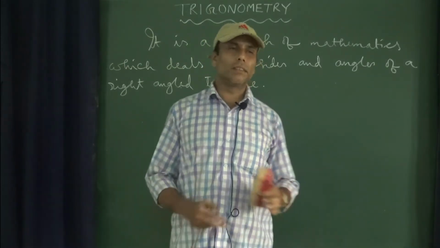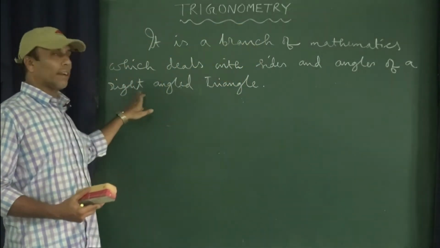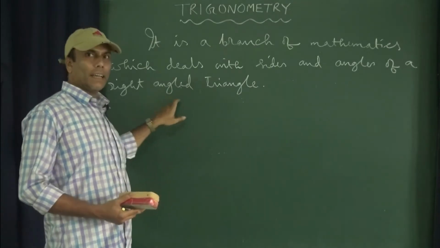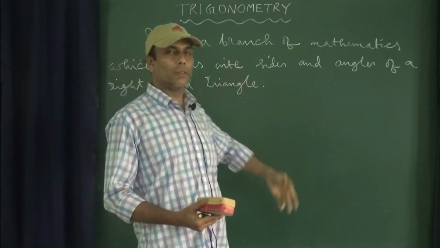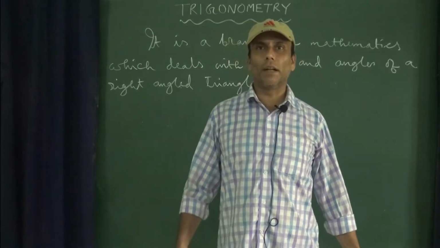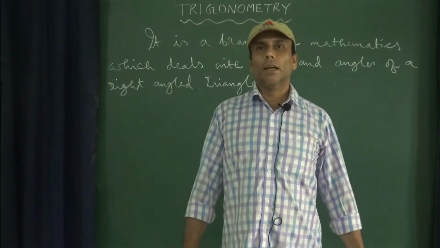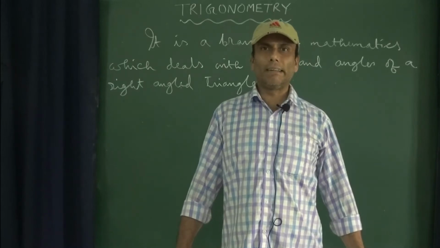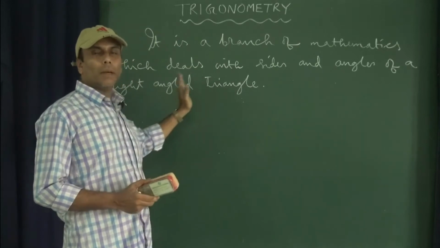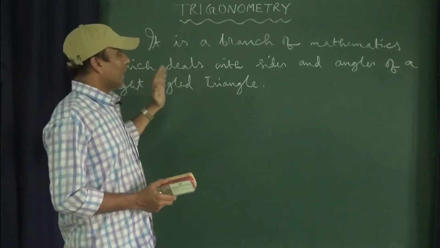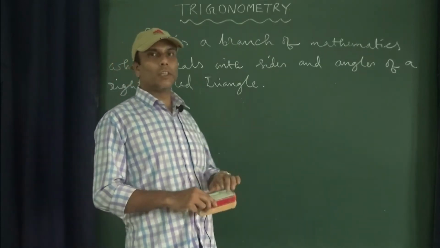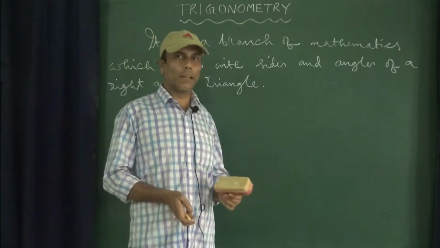In many books, instead of right angle triangles, only triangle is given, but I prefer to write it as right angle triangle, because whenever we deal with trigonometry, we have to draw a perpendicular if it is another triangle, and when we draw that perpendicular, it will become a right angle triangle. So I will say it is a branch of mathematics which deals with sides and angles of a right angled triangle. Different trigonometric ratios are there which we are going to discuss now.